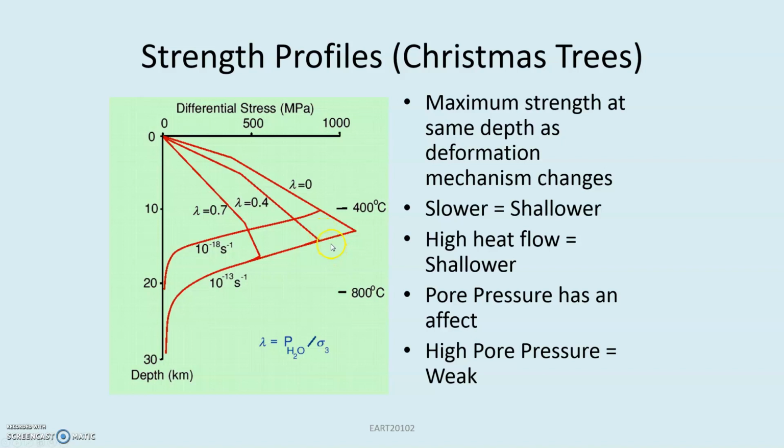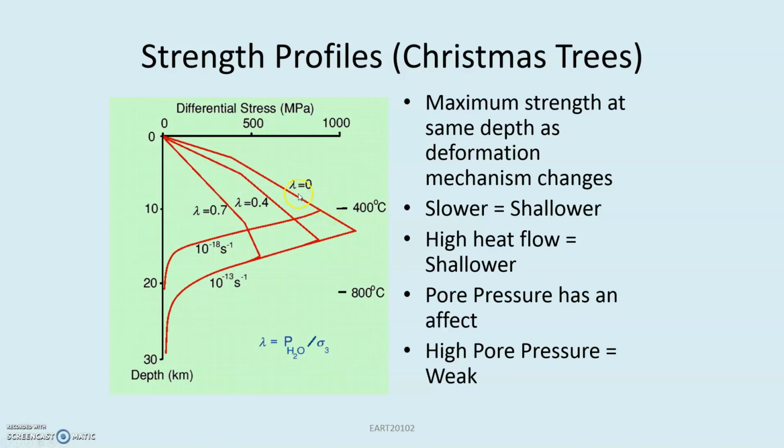Okay, and if we deform slower, so this is deformed at a strain rate of 10 to the minus 13, at a slower strain rate of 10 to the minus 18 per second, we get this strength, and the transition is shallower. So if we deform slower, we get a shallower transition from the fracturing to the plastic deformation. If we have a higher heat flow, that would effectively move these curves up as well, because we'd be basically moving the temperature up. That would also make the transition shallower.